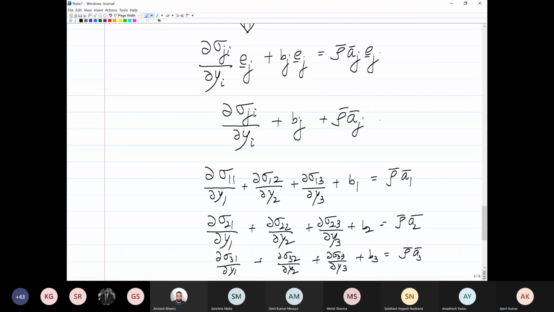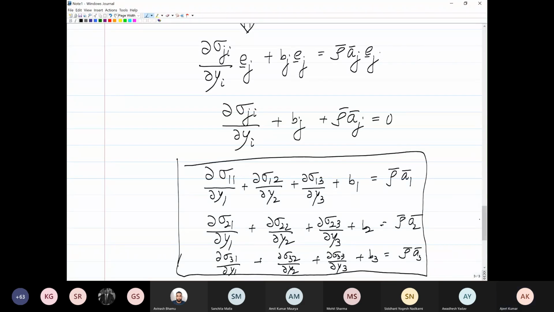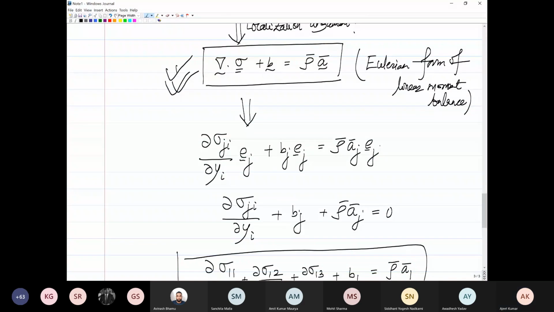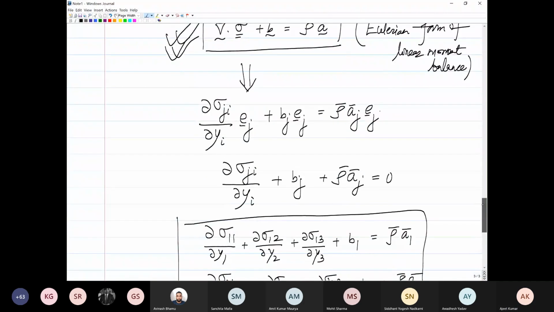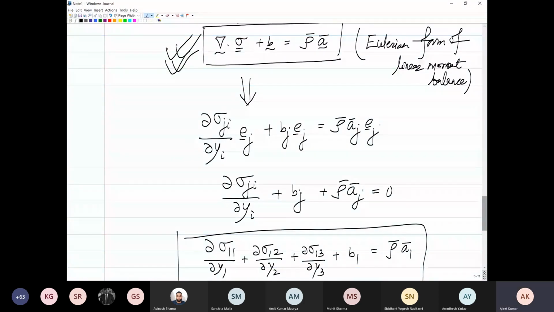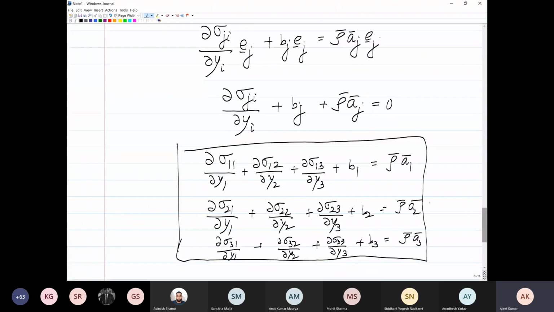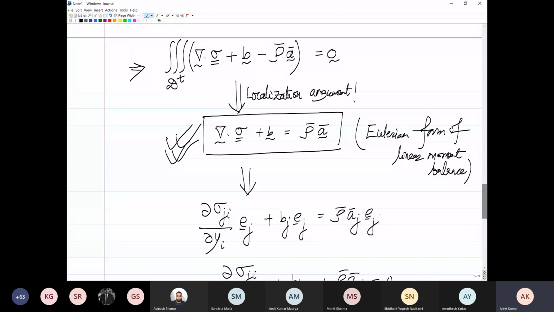Okay, so this is the component form, fully expanded, whereas over here we have a very compact tensor form. Which one do you like? I'm sure you like the compact form, but of course it is not telling you what exactly it is. The component form is telling you very clearly that you have these components and you have to take the derivatives, whereas the tensor form is abstract, but compact.